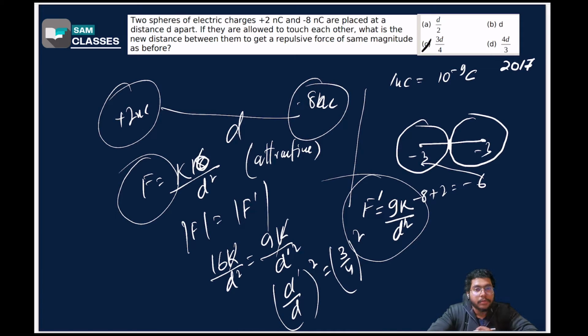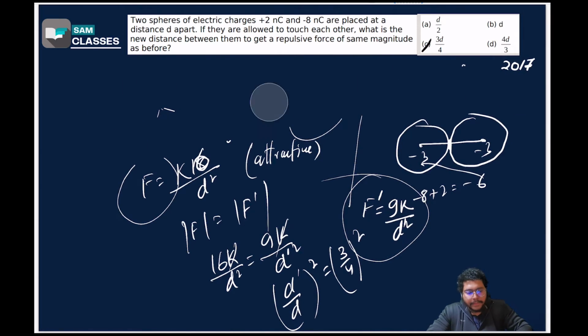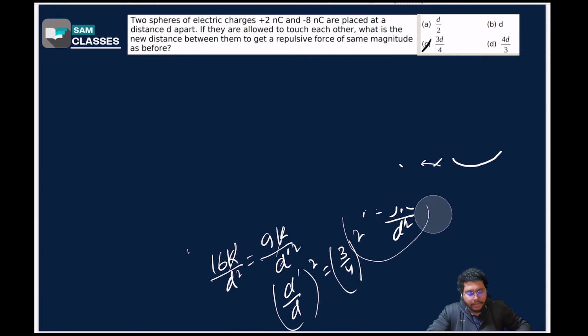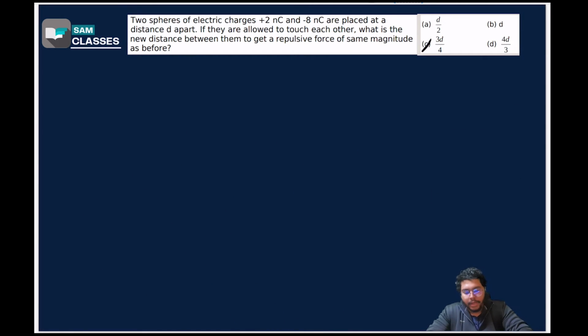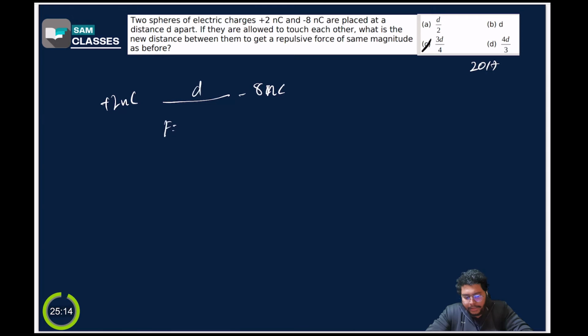What am I going to do? Let's say I have to solve this same question in a much faster way. First I'll write down the charges: plus 2 nanocoulomb and minus 8 nanocoulomb, d distance apart, and I'll get the force directly. What is the force value? 16k by d square. For the other case, I'll do it in my mind.